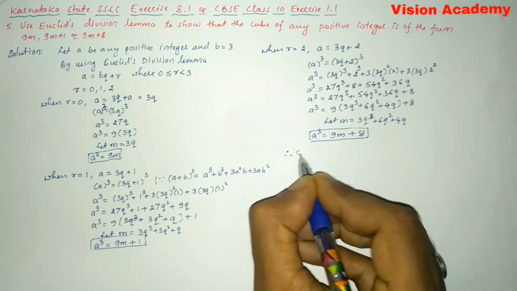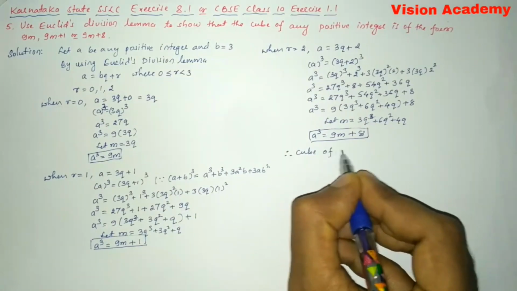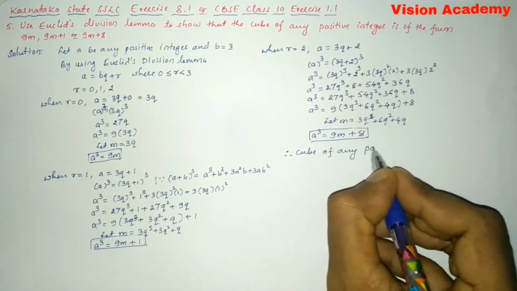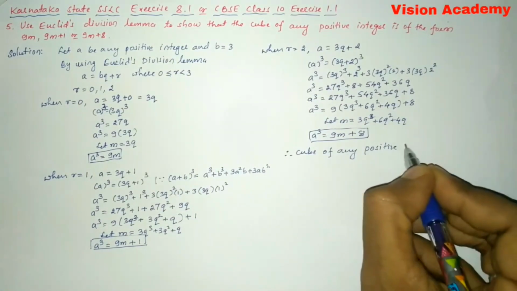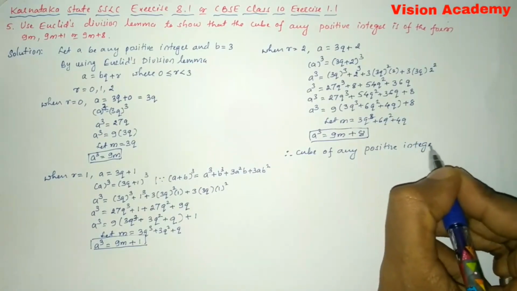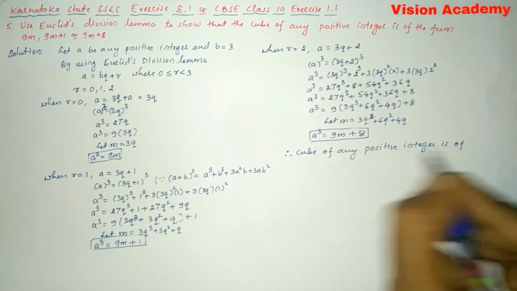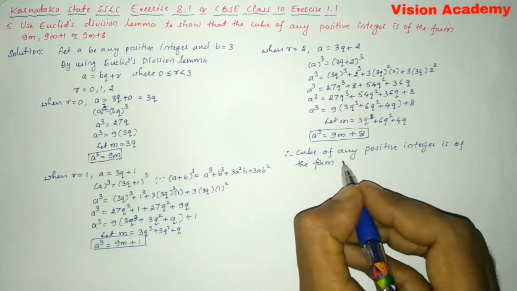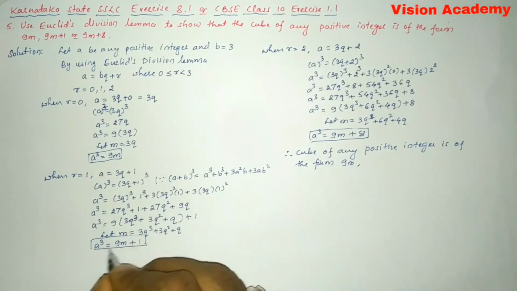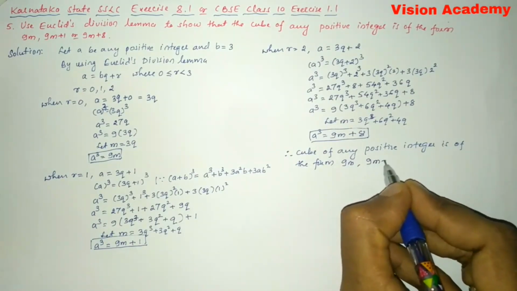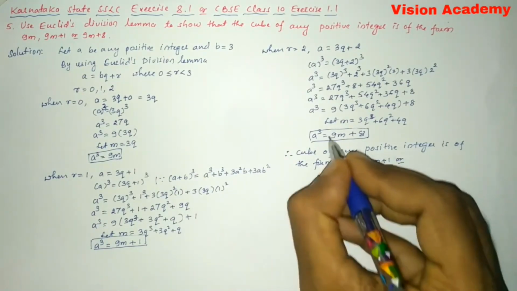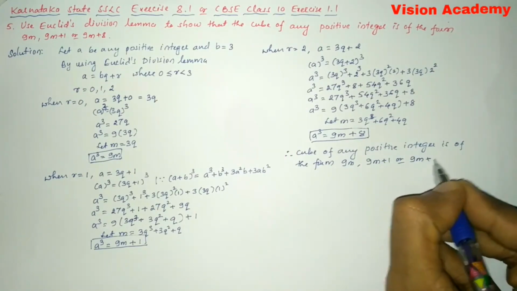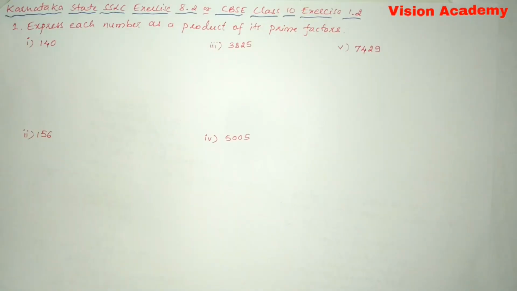Therefore, we can write cube of any positive integer is of the form, first expression is 9m and the second one is 9m plus 1, or it may be 9m plus 8.